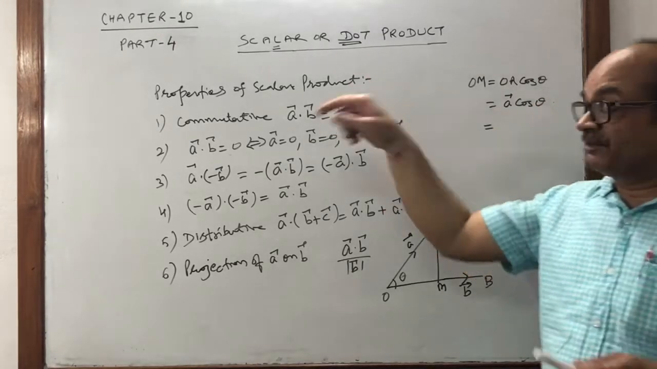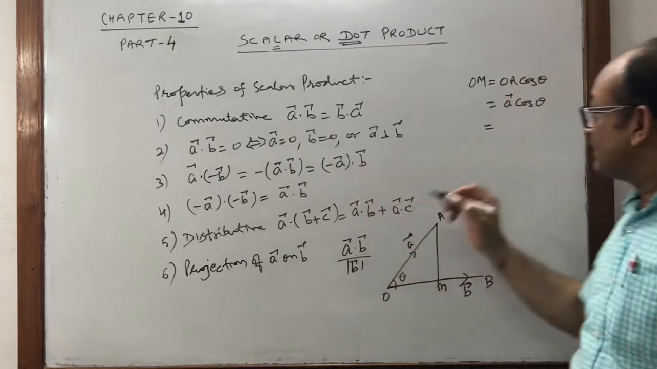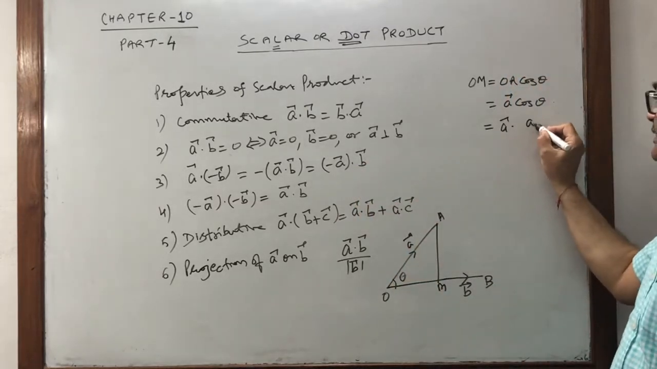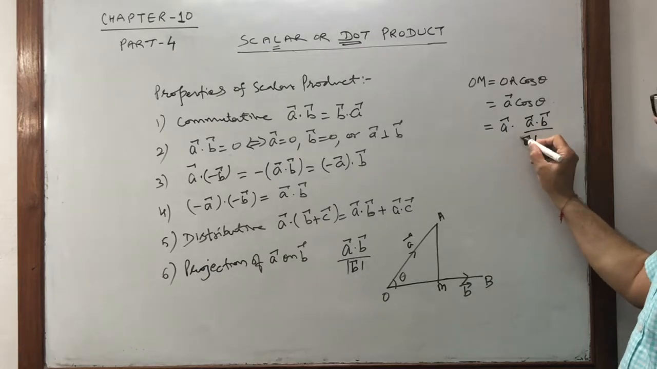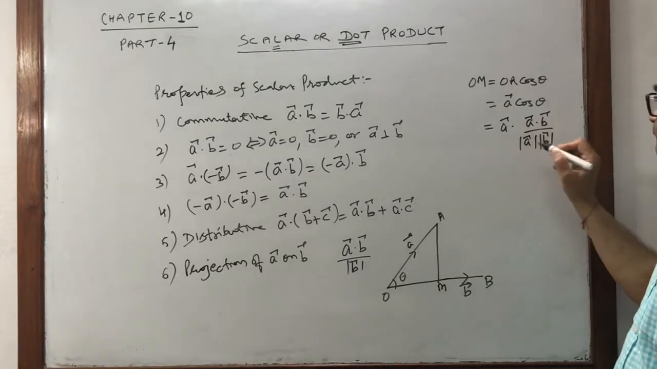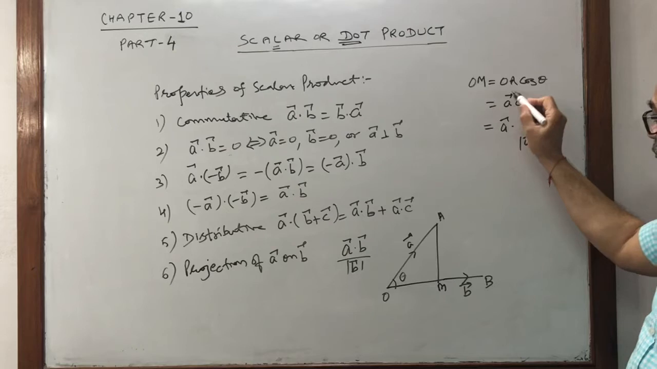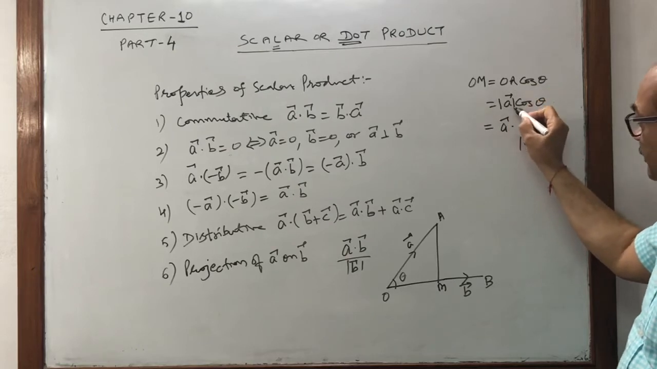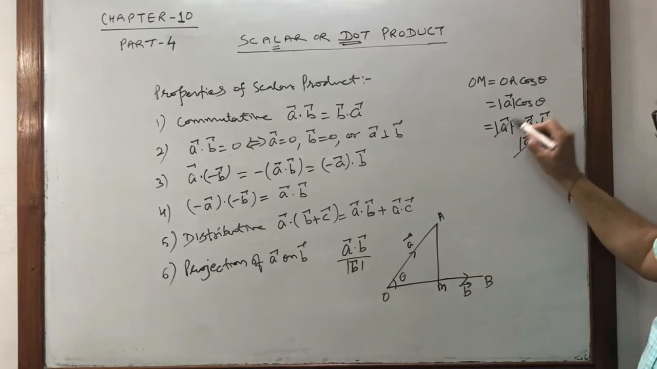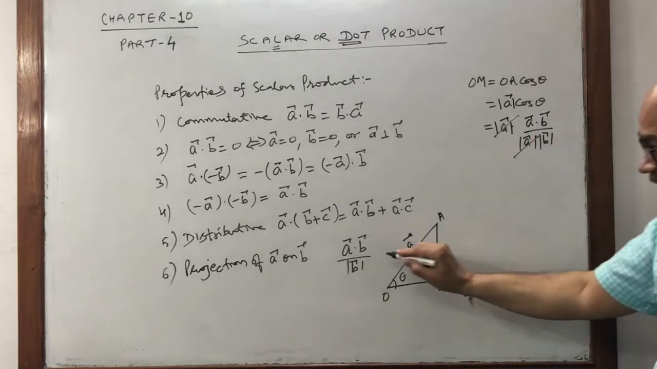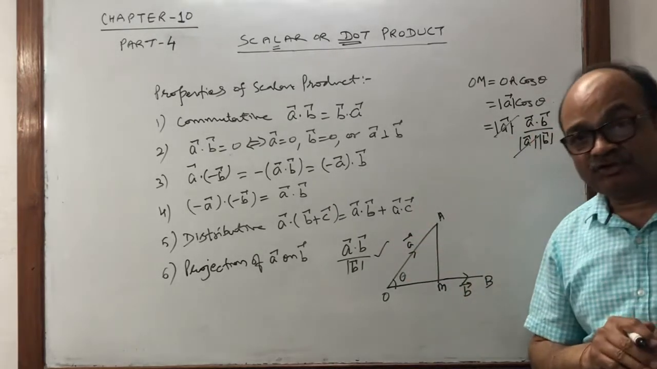And we know from the previous article what the value of cos theta is. Cos theta is A dot B divided by magnitude of A and magnitude of B. This A means only OA, only the magnitude. Magnitude and magnitude cancel out. What we are getting is A dot B divided by magnitude of B.